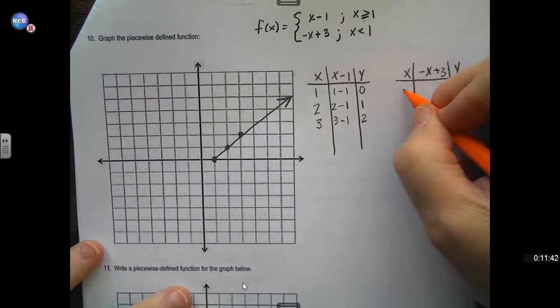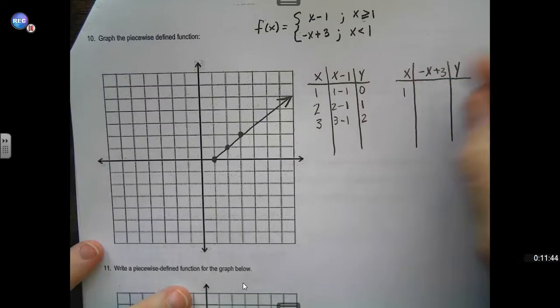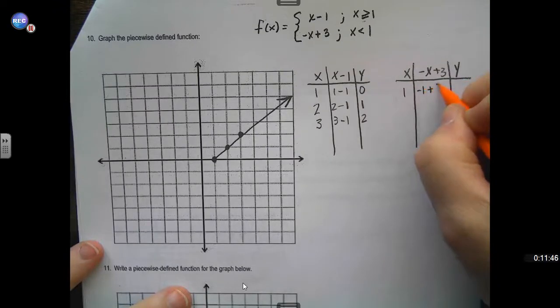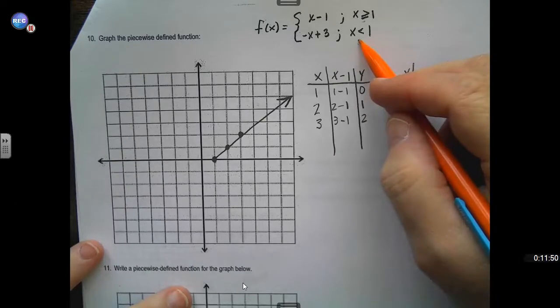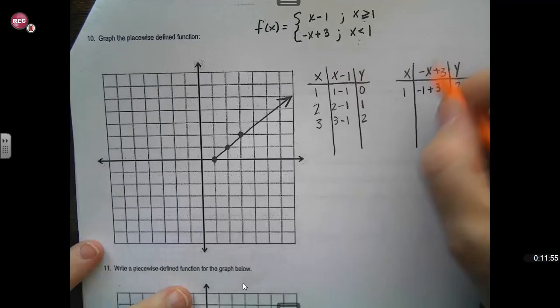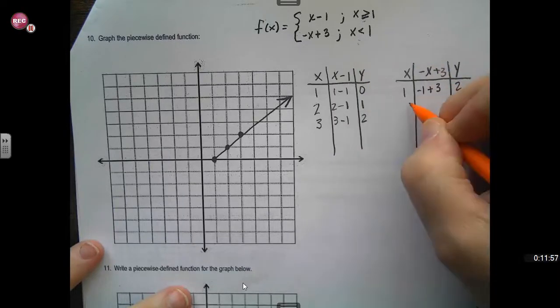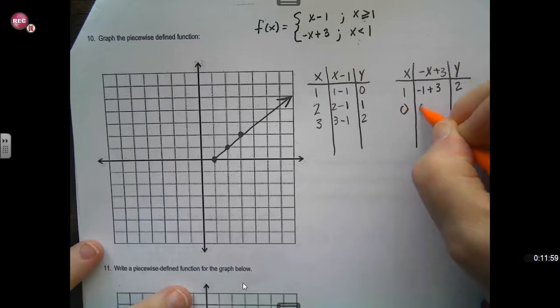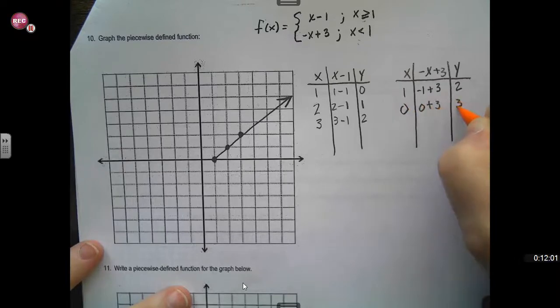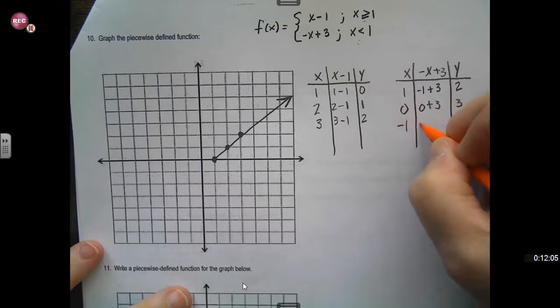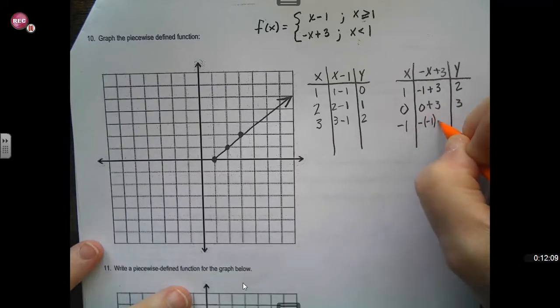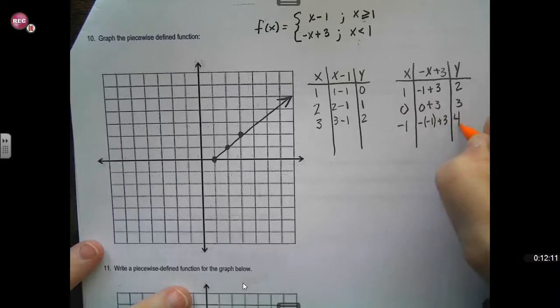I also want to plug in 1 here, and if I do, I get -1 plus 3, I get 2, and I want to plug in numbers that are less than 1. So I want to plug in less than 1, 0. 0 plus 3 is 3. I want to plug in -1, and I get the opposite of -1 plus 3, which is 4.